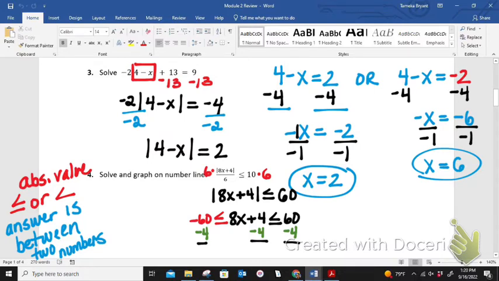Which is going to give me, so take negative 60 minus 4. Negative 60 minus 4 is negative 64, less than or equal to 8x, less than or equal to 60 minus 4, which is 56.